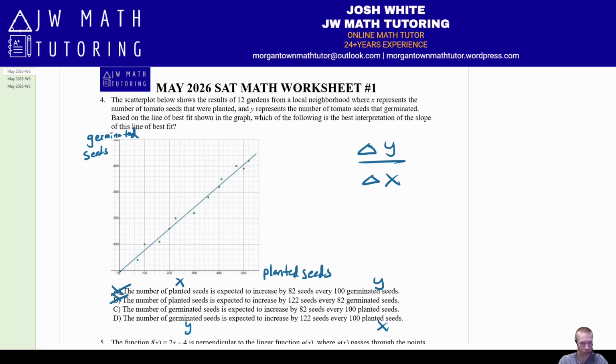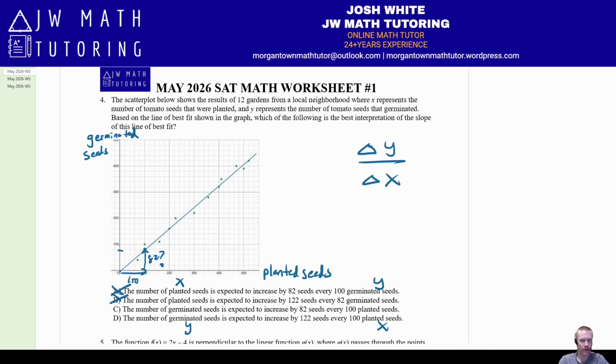All right, now let's look at C and D. These are the ones that you can kind of tell are going to be correct from the beginning just because of the formatting, the way that they're written. So C: the number of germinated seeds is expected to increase by 82 for every 100 planted seeds. So let's increase the planted by 100. We go this way by 100, and then when we go up, has this increased by 82? Well, it looks like it has. It's tough to tell because you have to zoom in on the graph, but the point is it's right around 80. The 80 line is right here, so maybe it's a little bit above it at 82. So it looks like C is going to be correct.